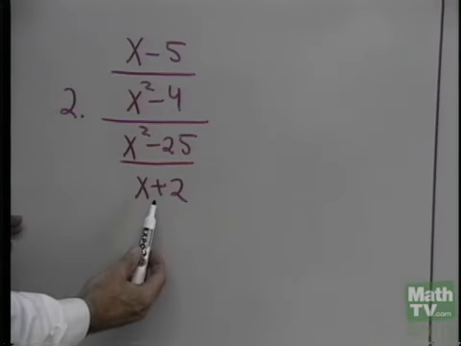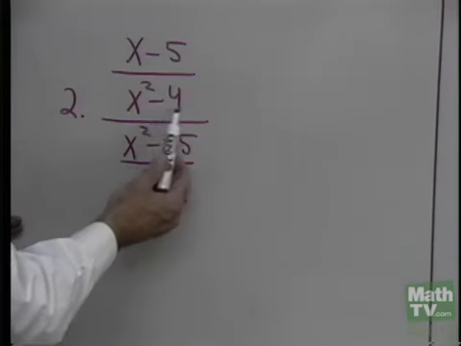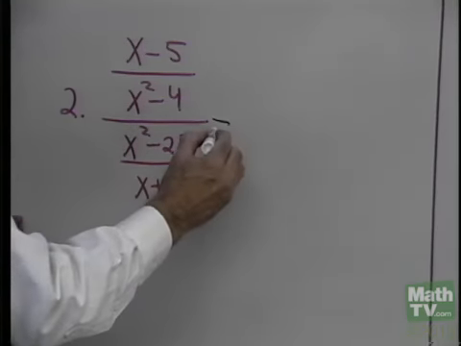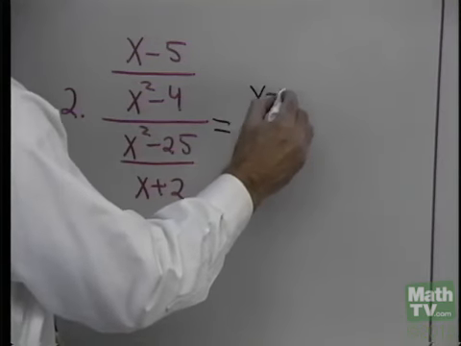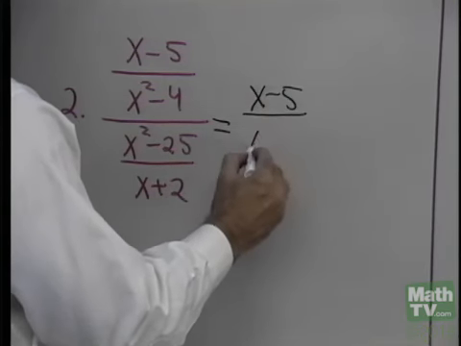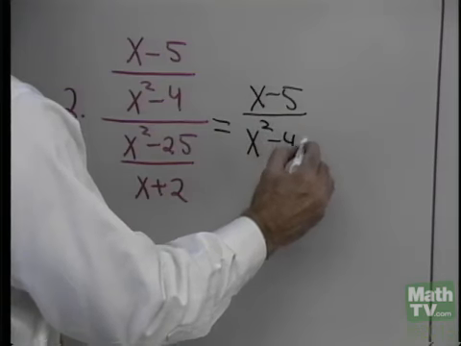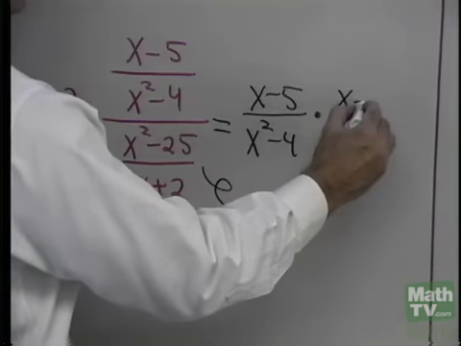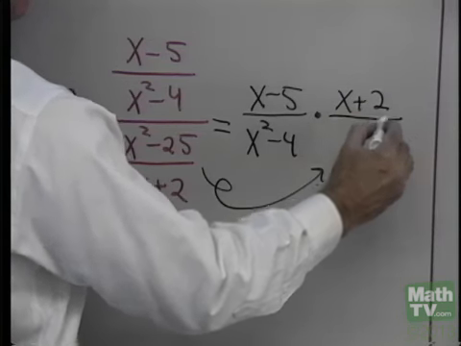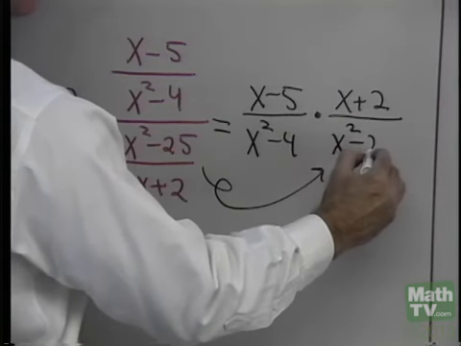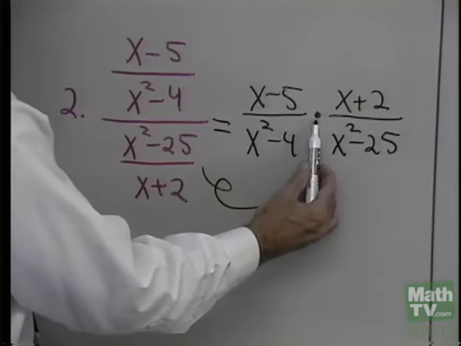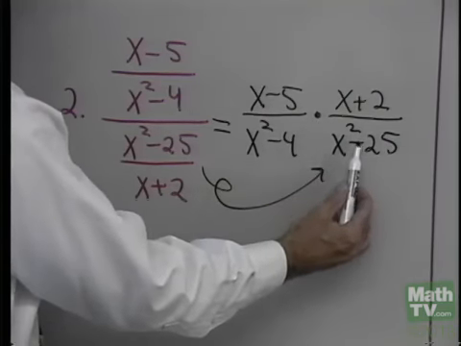For this complex fraction right here, it's actually easier to think in terms of division. It's this rational expression divided by this rational expression. So I'm going to rewrite this as x minus 5 over x squared minus 4 times the reciprocal of this, which is x plus 2 over x squared minus 25. So division by this rational expression is the same as multiplication by its reciprocal.